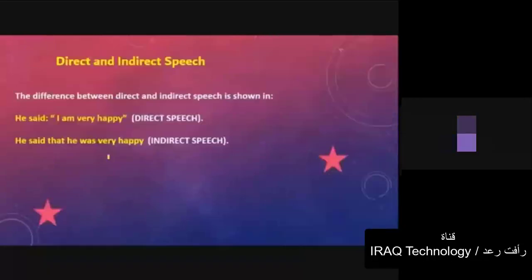Okay. Now we will move to another topic, direct and indirect speech. The difference between direct and indirect speech is shown in the following. Direct speech, the talker or the speaker says something directly. For example, I say, Zainab is very clever. This is direct speech. But suppose Noor couldn't hear me or couldn't understand me. She needs someone to repeat the message. So she says, he said or she said that Zainab is very clever.